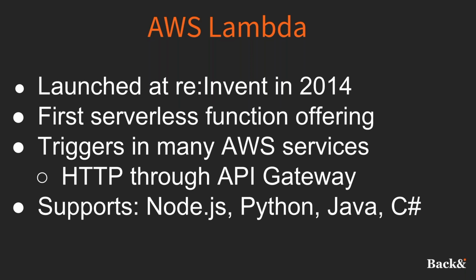AWS Lambda offers a number of triggers through AWS services, and they also offer an HTTP trigger through API Gateway. I'll mention why I call out the HTTP triggers in each case in just a moment. And they have 4 supported platforms: Node.js, Python, Java, and C#. Also within each of these platforms, they have different supported versions. For example, they do Node 4 and Node 6, as well as Node at the edge, which is a lower cost kind of Lambda alternative.